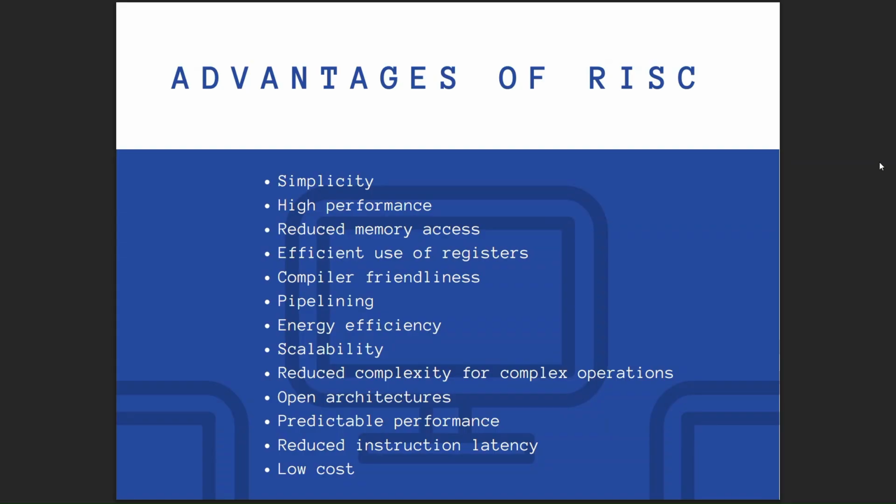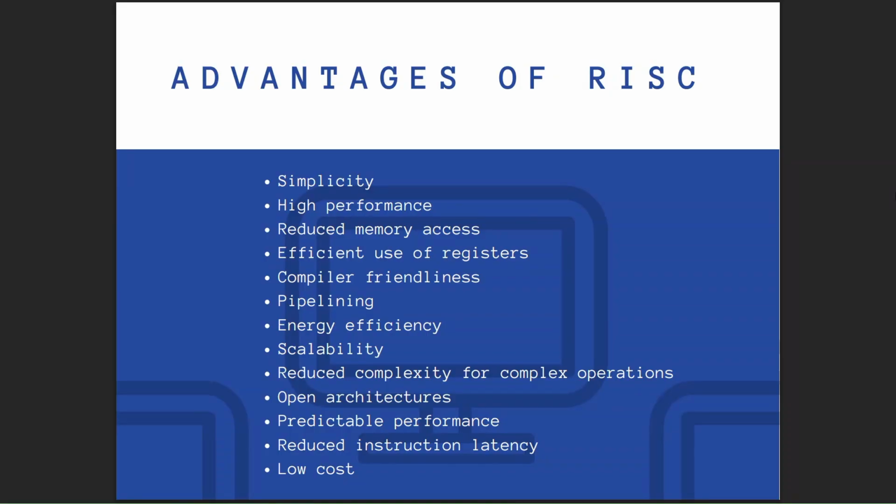Compiler friendliness means the regular instruction set makes it easier for compilers to generate optimized code. Pipelining works smoothly because instructions are uniform and predictable. Energy efficiency comes from simpler hardware that consumes less power. Scalability allows multiple cores to be added easily for parallel processing. Reduced complexity for complex operations means even complicated tasks are broken into simple, fast steps.